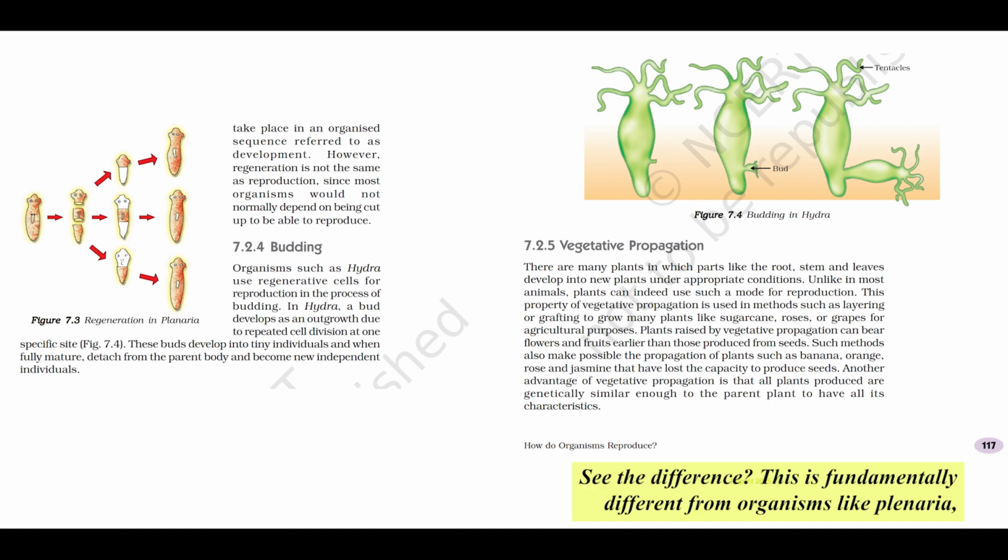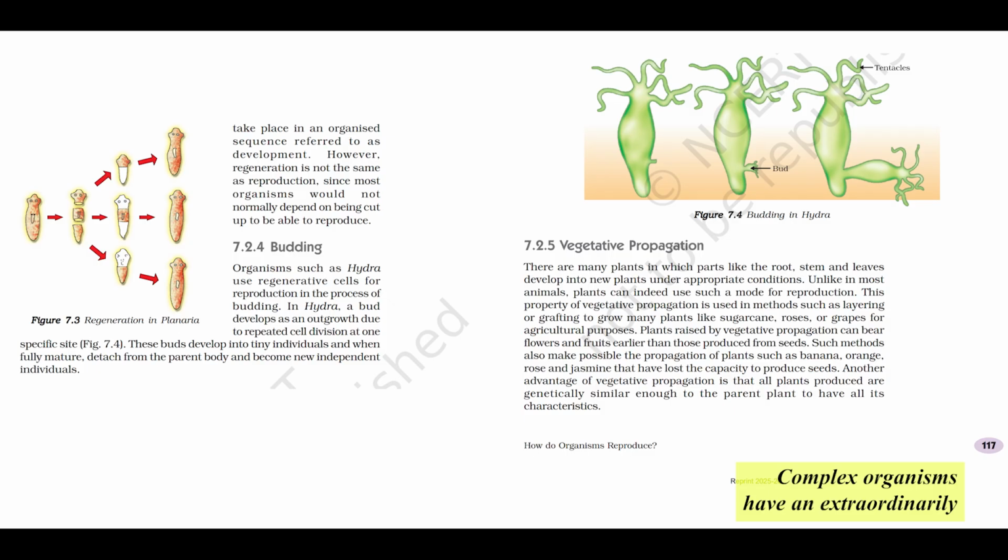See the difference? This is fundamentally different from organisms like Planaria, where each piece can grow into a complete new organism. Oh, okay. Repairing a part versus creating a whole. Exactly. The reason complex organisms like humans cannot grow a whole new individual from a limb, despite being able to heal wounds and repair tissues, ties back directly to what we discussed about body organization.